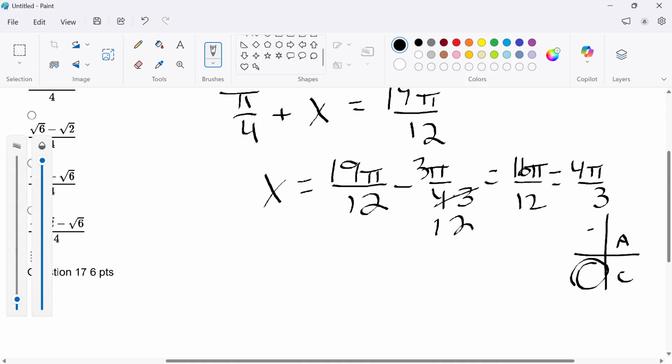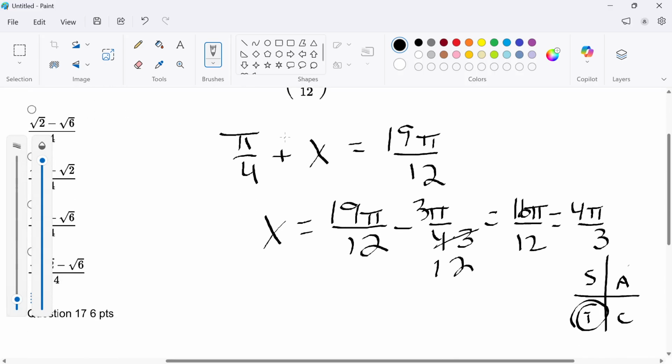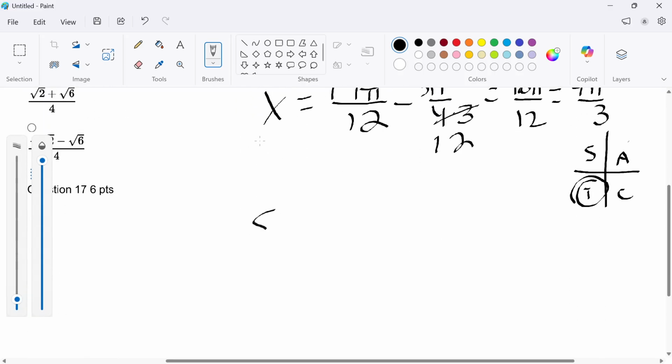So I just need to know the sign. Both sine and cosine will be negative in the third quadrant, and it's the same value except with a negative sign as the sine and cosine of pi over 3. So this is the sine of pi over 4 plus 4 pi over 3.